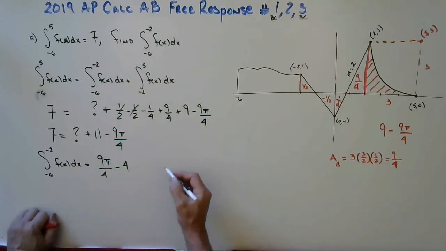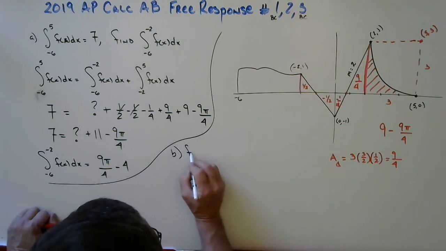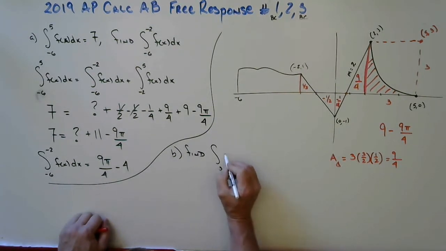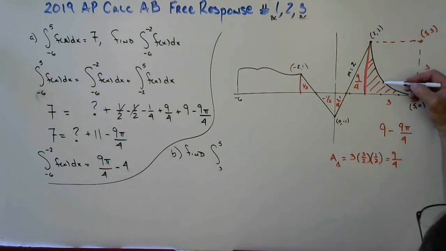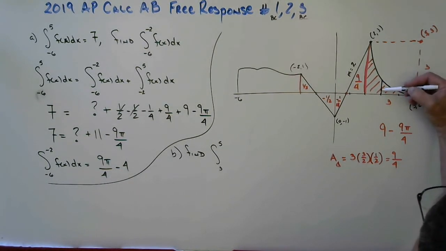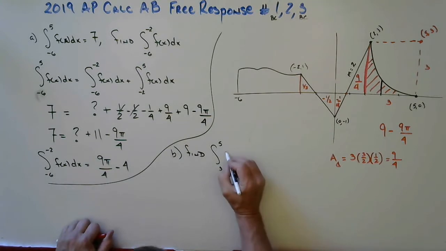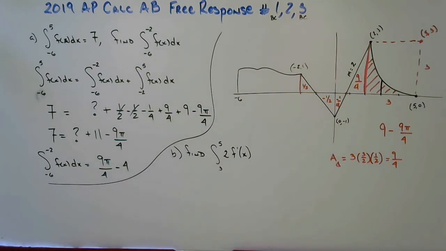All right, let's do part B. Part B says to find the integral from 3 to 5, now 3 is here, the integral from 3 to 5 of 2 times f prime of x plus 4 dx.